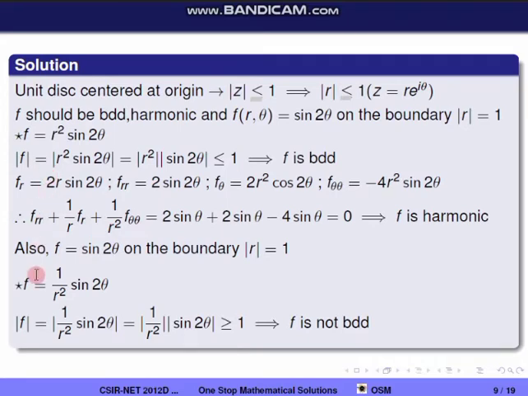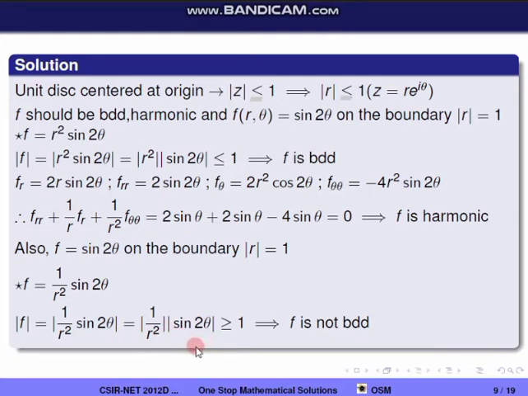Now I will show the last option. F is equal to 1 by r square sin 2 theta. So first we will check the bounded condition. Take its modulus value. So mod f is equal to mod 1 by r square sin 2 theta. Now we can split this. So this is equal to 1 by r square mod sin 2 theta.